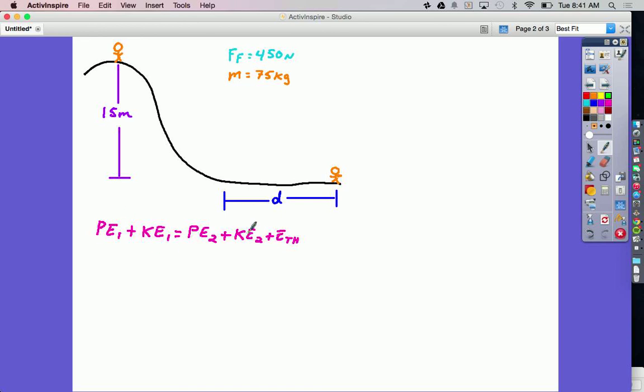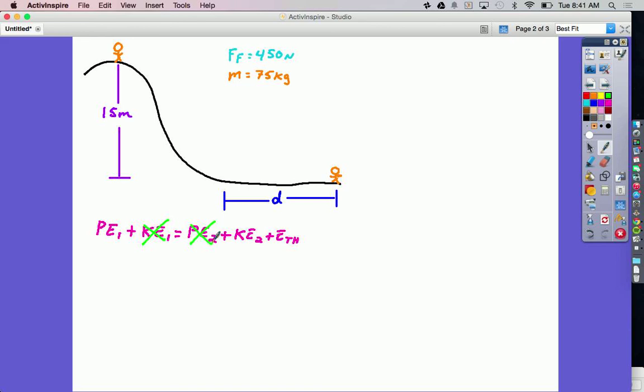So initially, does the skier have gravitational potential energy? Absolutely, he's at the top of this 15-meter hill, so we're going to leave potential energy. But he is not moving, so he does not have any initial kinetic energy. He starts from rest. Finally, when he's down here on the flat, does he have any more gravitational potential energy? No. So we can cancel that out.